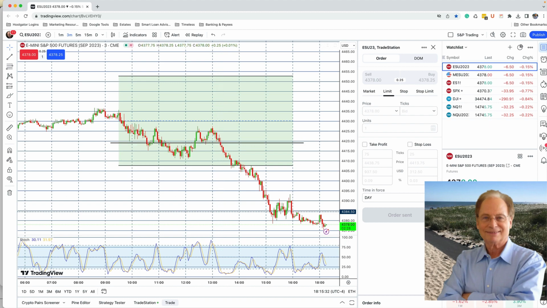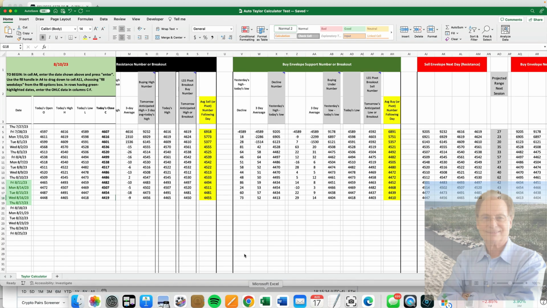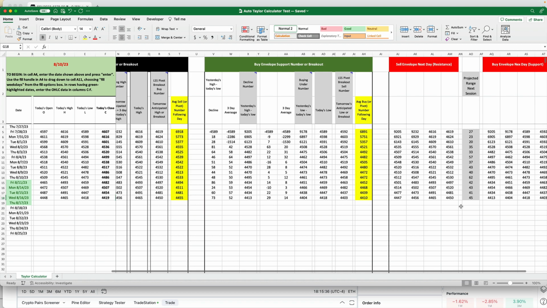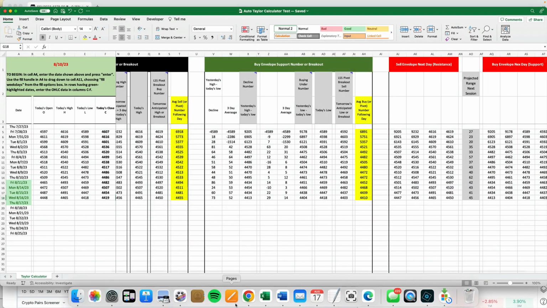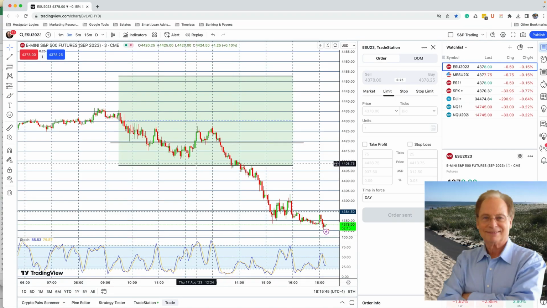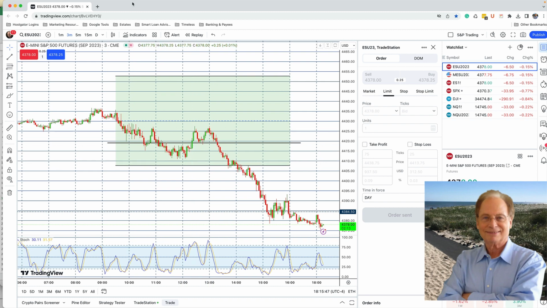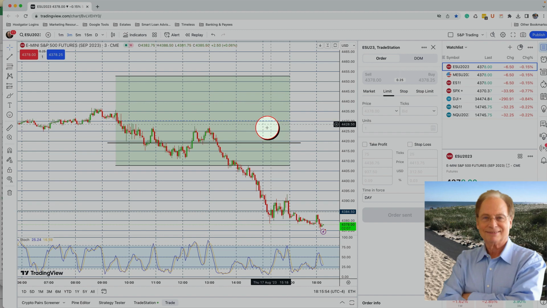And the Taylor Trading Zone, and I'm going to show you the calculator, the Taylor calculator gave an indication that prices will trade in a 45-point range today. See here, here's my calculator, 45-point range is where prices are likely to trade according to Taylor's calculations. And these calculations are represented as this rectangle on my chart.